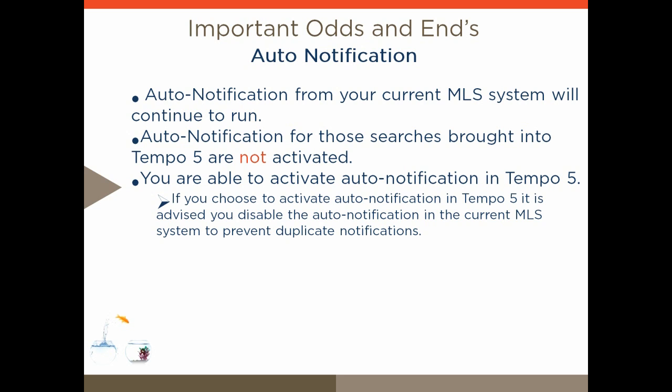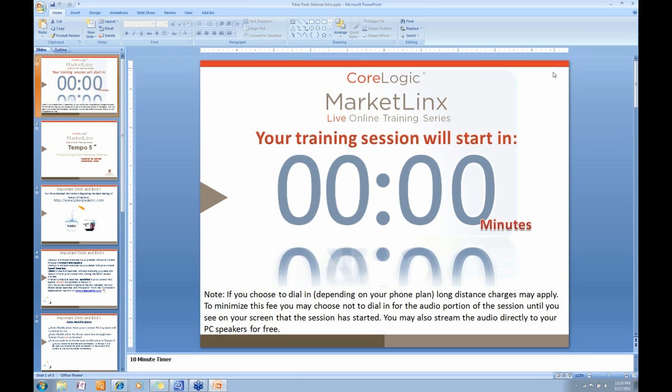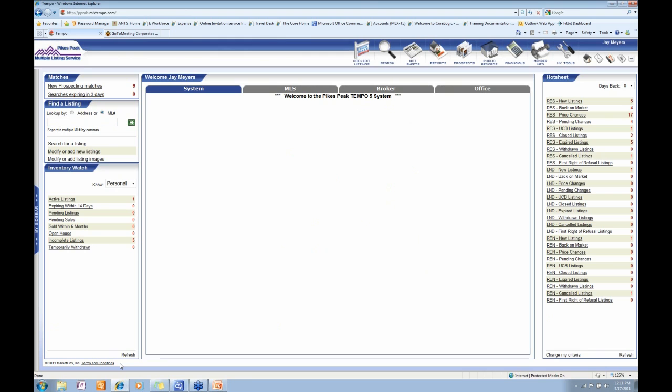So if you are going to go that route, start using Tempo 5 right now for auto notifications, then I would suggest turning it off in your current system. Now let's go in and look at the information live here and go into Tempo 5 and take a look and see how it works regarding your auto notification, your contacts, and your saved searches. So I'm going to open up the Internet Explorer I have already set up and logged in.